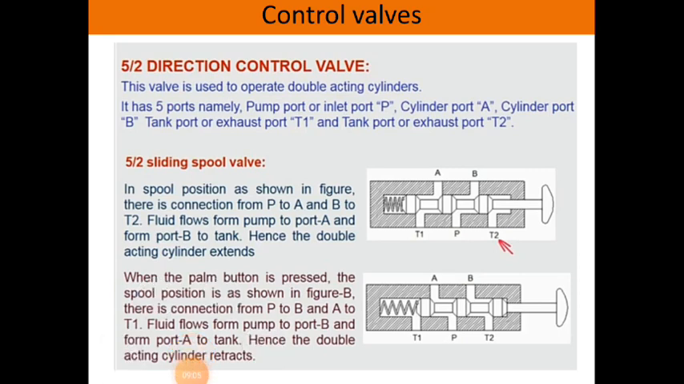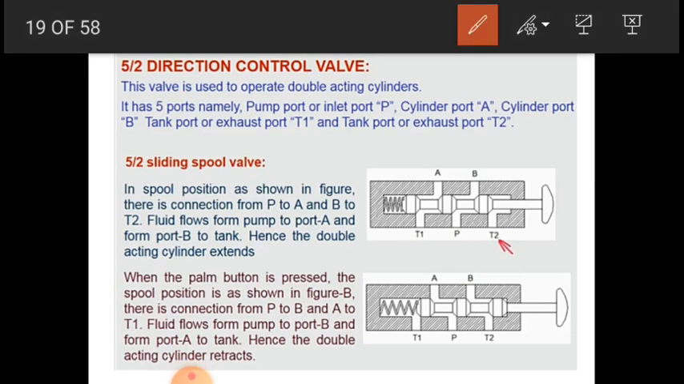Now let us see the 5 by 2 way directional control valve. This is a 5 by 2 way directional control valve. This is basically used to operate double acting cylinders. The 4 by 2 and 5 by 2 directional control valves are used for double acting cylinders. The remaining 3 by 2 and 2 by 2 directional control valves are used for single acting cylinders.